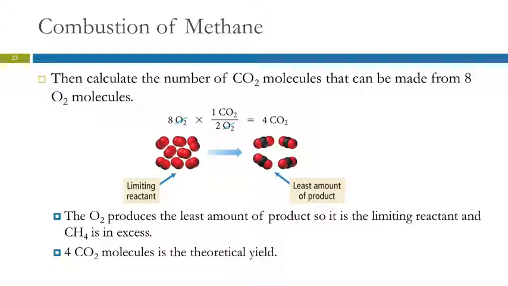So we can only make 4 molecules because we run out of oxygen. And when that happens, the reaction stops. So the theoretical yield here would be 4 CO2 molecules. Any questions?